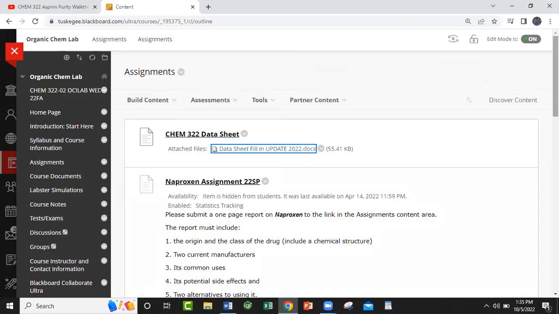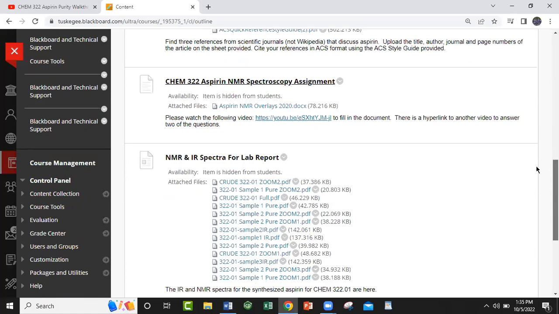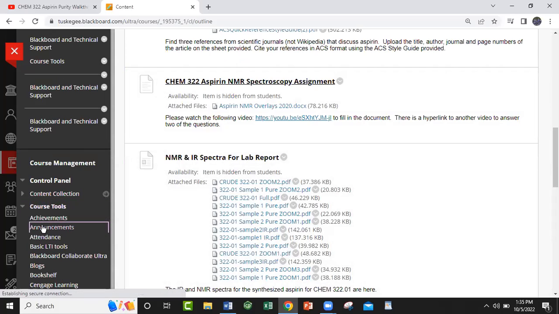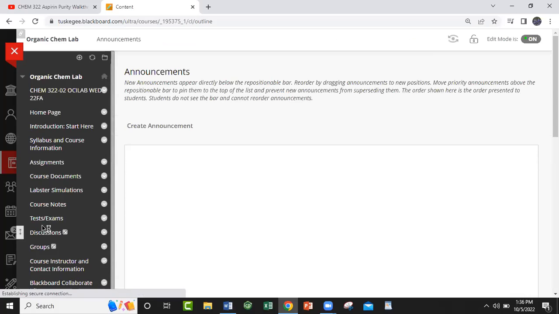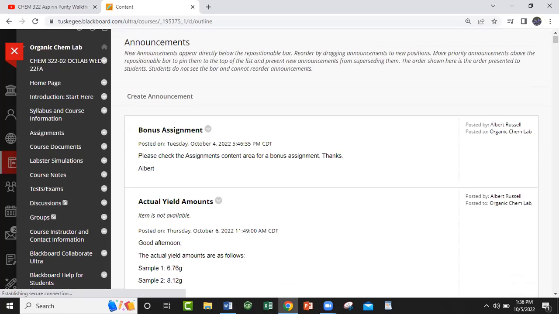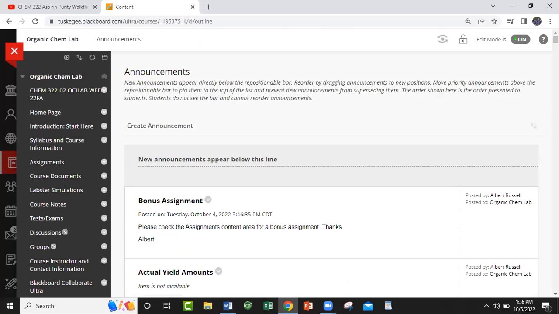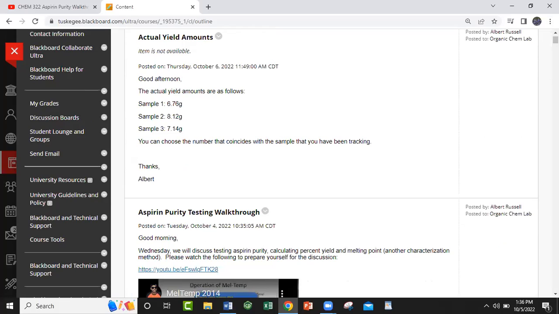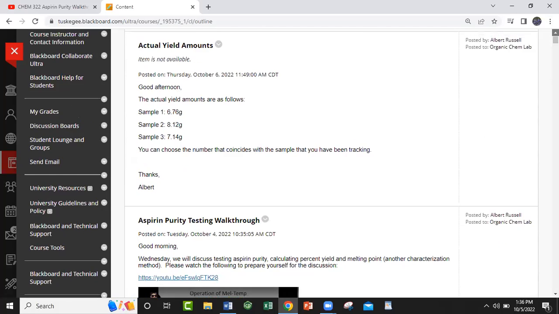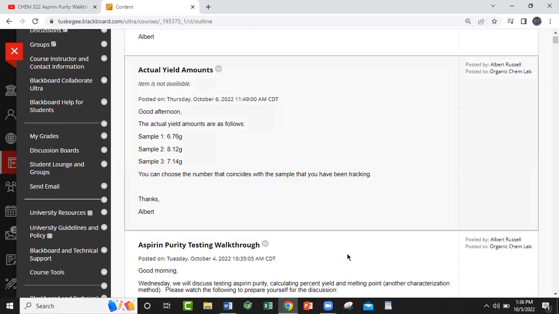Let me just pull up the numbers, and I'll send this out later too in an announcement. But I can give you the numbers right now, so hold tight. It depends on what sample you've been tracking, because every week when we meet, we have a sample that we track. If you want to use sample 1 or sample 2 or sample 3, you can take the numbers associated with that sample.